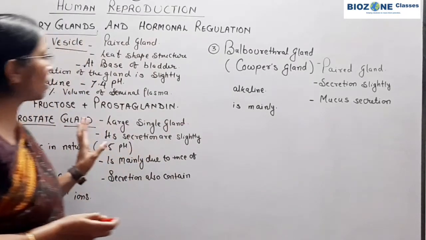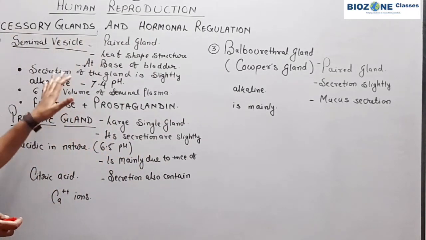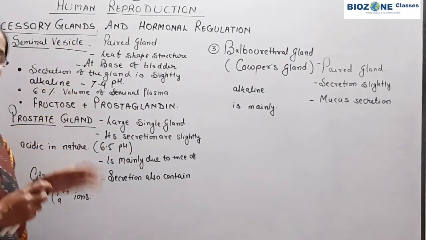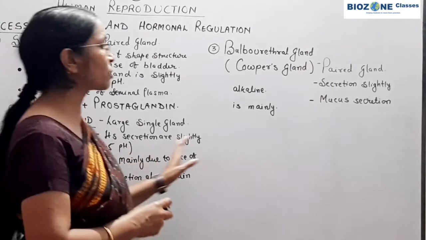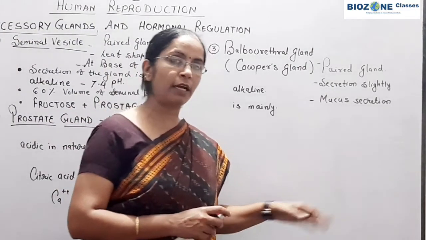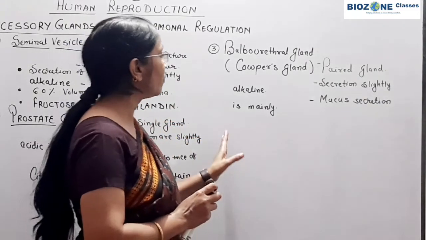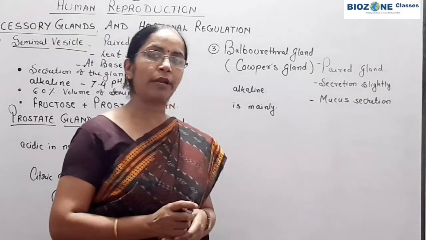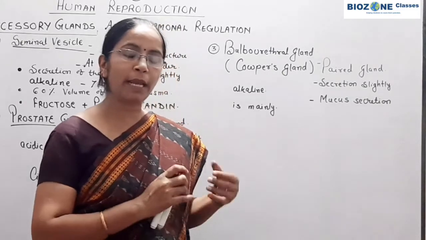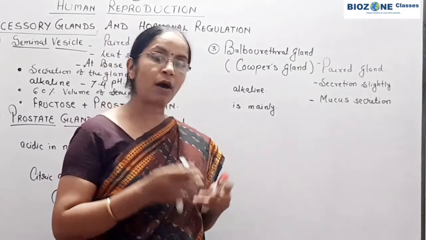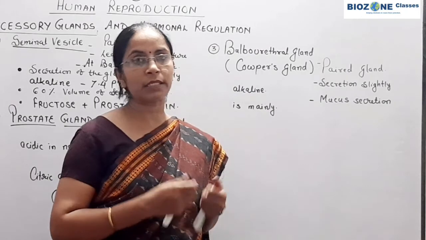So of these three glands, the major role is that of the seminal vesicle. After that we are not discussing the external genitalia; go through the external genitalia part on your own. Then we come to the hormonal regulation of the male reproductive system, that is, how spermatogenesis takes place.